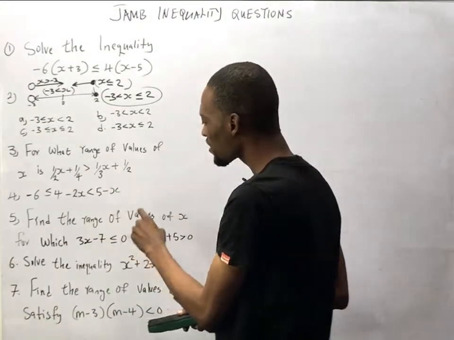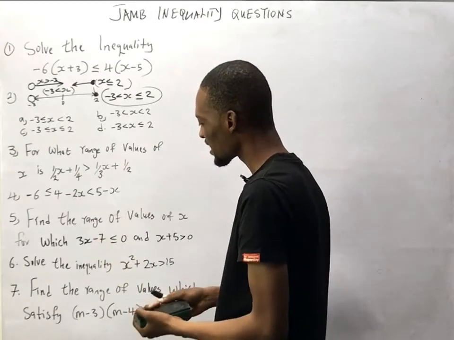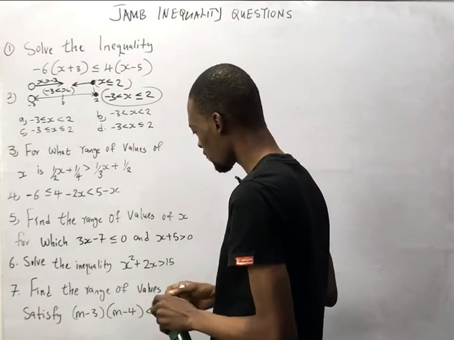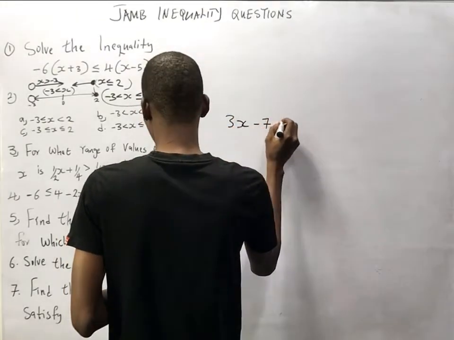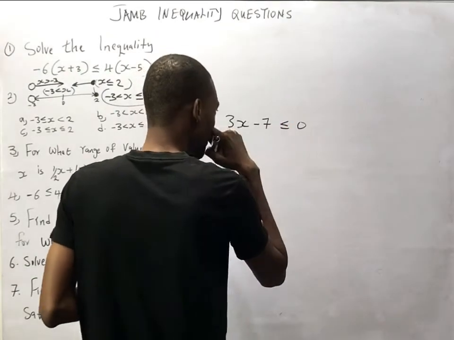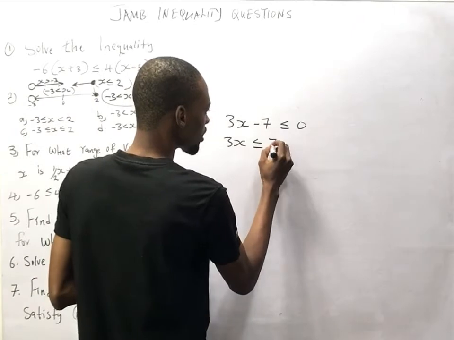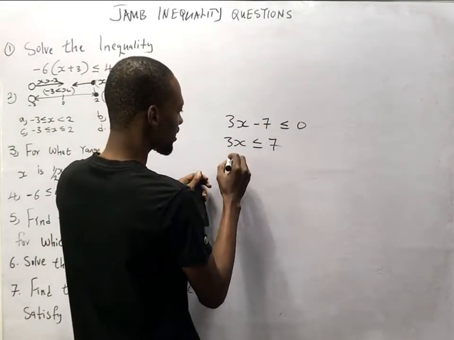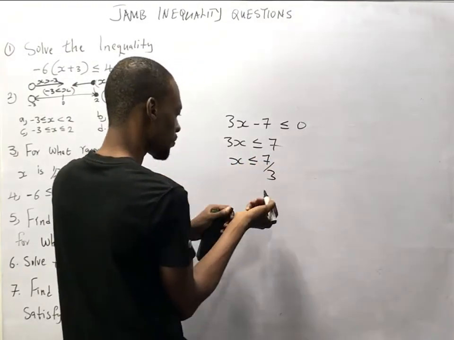Let's look at the next question. Number 5 says, find the range of values of s for which 3s minus 7 is lesser than or equals 0 and s plus 5 is greater than 0. This is not difficult. Once we have 3s minus 7 is lesser than or equals 0, this simply means that 3s is lesser than or equals 7. 0 plus 7 is 7.